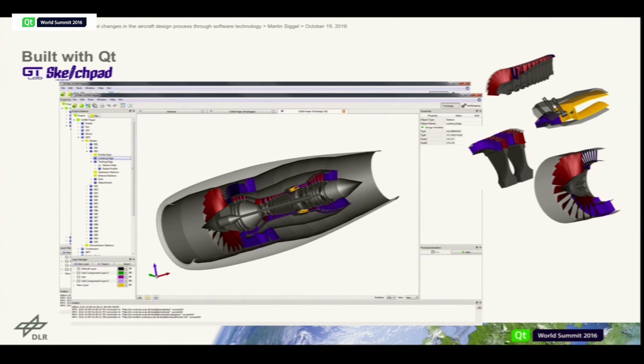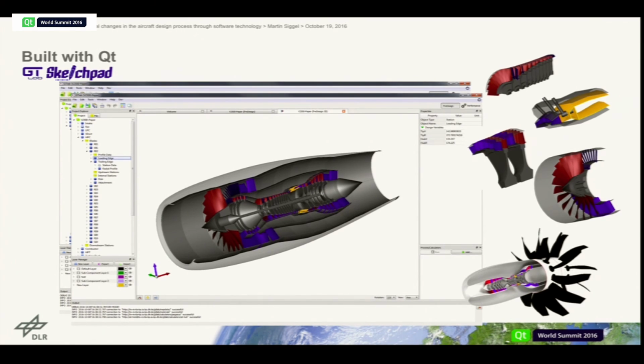You can, for example, compute what the weight of the engine is, because you have everything in 3D. You can even export it in 3D for different programs to render it, for example.